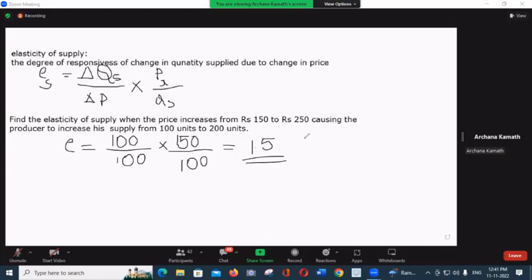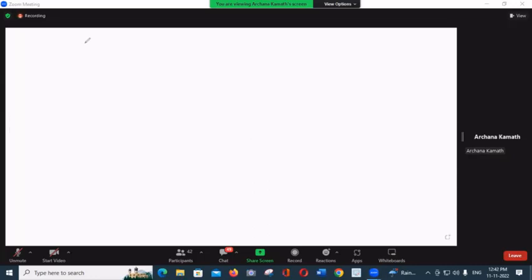Is that clear? Positive answer only because they move in the same direction. Okay. Now our intention is to bring demand and supply together, to find out the market equilibrium.